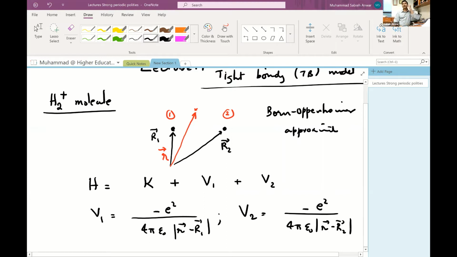So if we just had a single nucleus, then we would just map this problem to the problem of a hydrogen atom. But now we have 2 hydrogen nuclei and a single electron. So the problem is slightly more complicated.